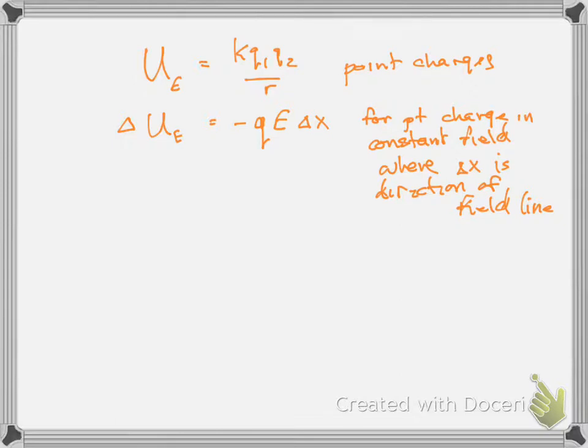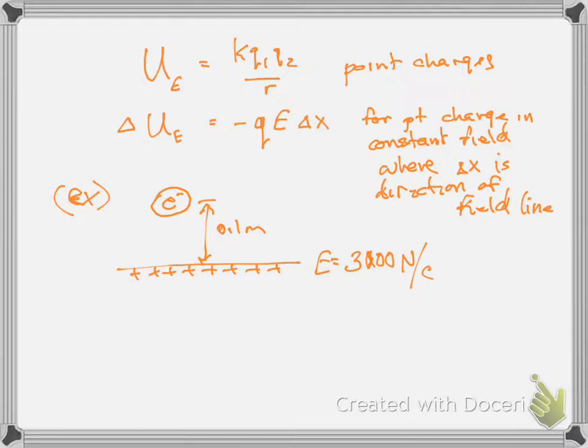So that negative sign is meaningful as long as delta X is always in the direction of the field. Then there's minus. And if delta X is opposite the direction of the field, then you're going to have a negative sign for delta X, and the change in potential energy will be positive. So let's do an example.